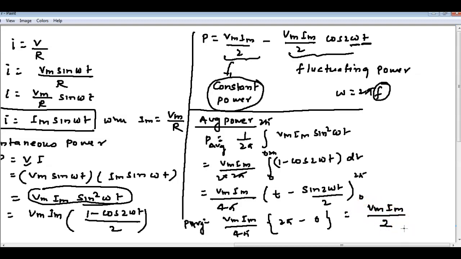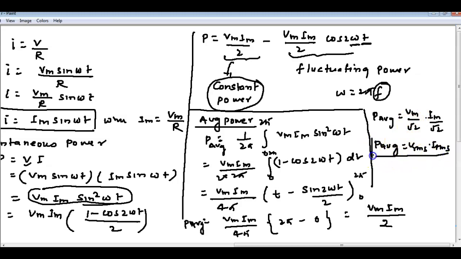You got this one here, no? So Vm Im by 2 you can write it here. Also, we can write P average is equal to Vm by root 2 and Im by root 2. So P average is equal to Vrms times Irms. Getting here?